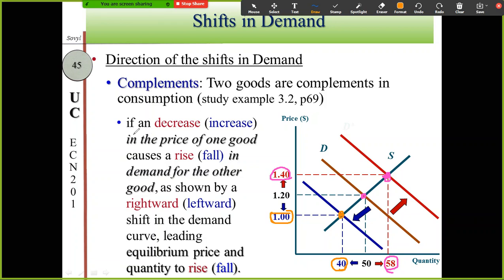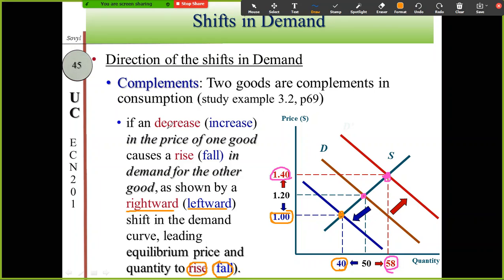That's why, in summary, if a decreased price of gasoline causes an increase in demand for motorbike, it moves to the right hand side. Equilibrium price of motorbike and equilibrium quantity of motorbike go up, increase. However, if the price of gasoline becomes more expensive, people will buy less, so demand for motorbike falls, drops down, moves to the left hand side, and makes the equilibrium price and equilibrium quantity for motorbike drop down. Okay, so this is complement goods.